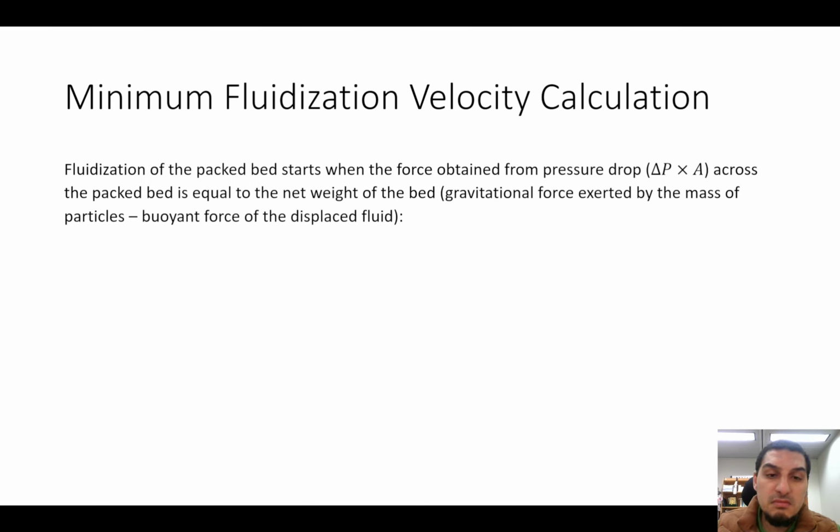So based on experiments, it was found that the fluidization of a packed bed starts when the force due to the pressure drop, which is delta P times A, across the bed is equal to the net weight of the bed, which is the gravitational force minus the buoyant force. So this is something that we got experimentally: if we know how to find the force due to the pressure drop and the force of gravity minus the buoyant force, then both will be equal. So this is the basic equation that we use to calculate the minimum fluidization velocity.